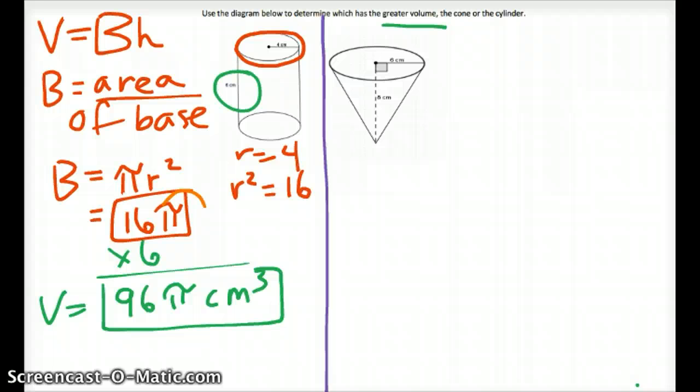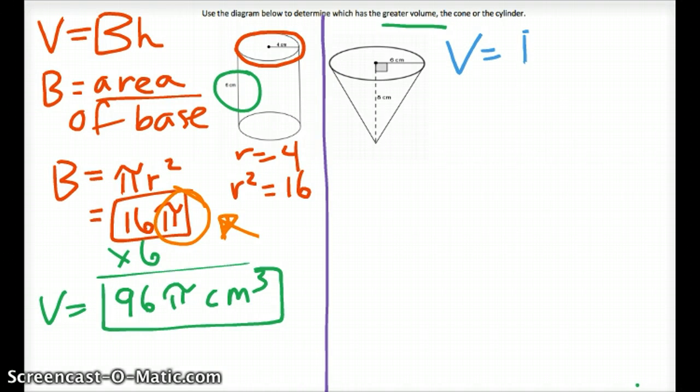And notice I kept this problem in terms of pi. I did not punch in the pi button on my calculator, and I also did not use 3.14 because that is an estimated answer. It's rounded. If you keep pi as the symbol pi, it's the most accurate. I'm going to do the same thing with the cone.